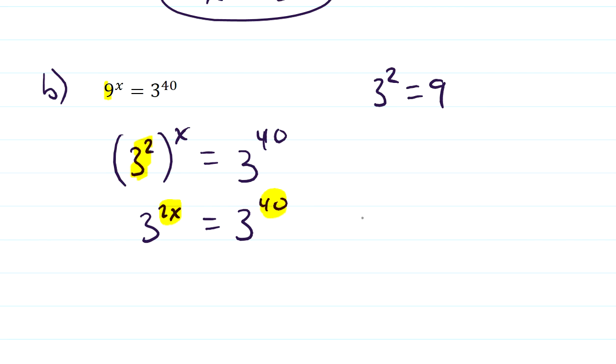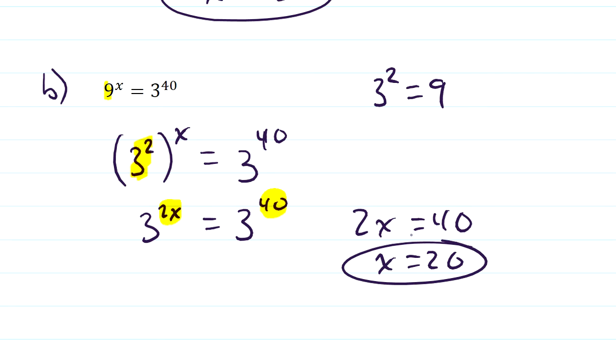So I'm going to set those equal. 2x is equal to 40, and I quickly see that x has to be the number 20. So when x is 20, these are exactly the same. 9 to the 20th power is the same thing as 3 to the 40th power.